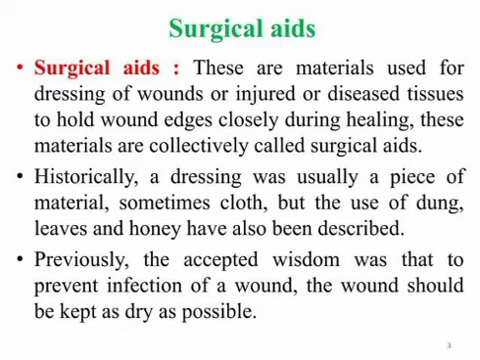In olden days, materials like cloth, cow dung, soil, leaves, honey, and turmeric were used as surgical aids. After we got into the modern era, we have used certain surgical aids for our wound dressing. These are used based on our wounds, so based on the seriousness of our wounds, we use a particular type of surgical aid.